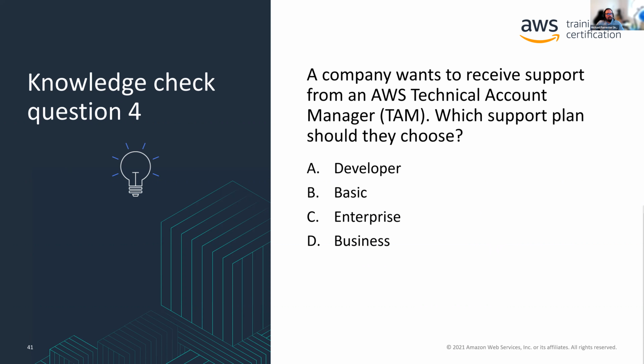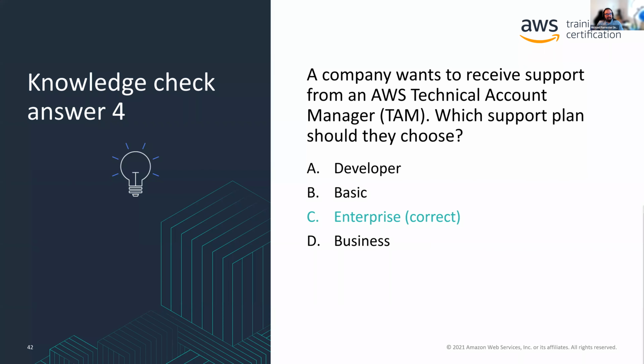All right, a company wants to receive support from a TAM. They want a TAM. Which support plan do you have to buy in order to get access to a TAM? Yeah, you have to pay money for that, right? So if you want a TAM, you're going to have to pay the most expensive, which is Enterprise, which I believe is a minimum of $15,000 a month, or a pretty large percentage of your AWS. It's probably like 15% or something. But that's the Enterprise.